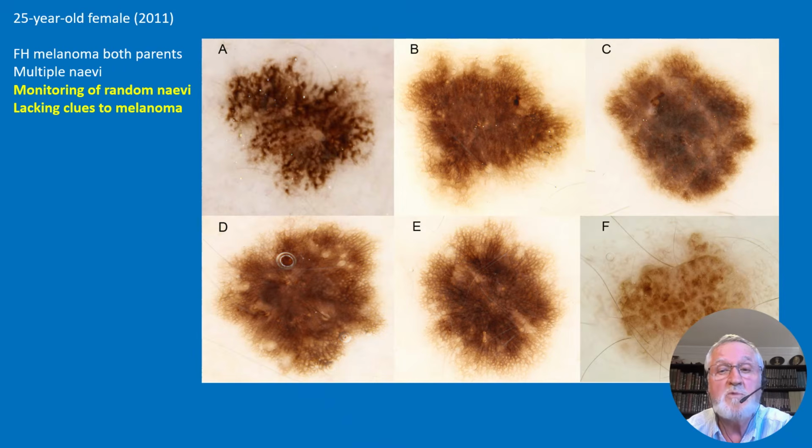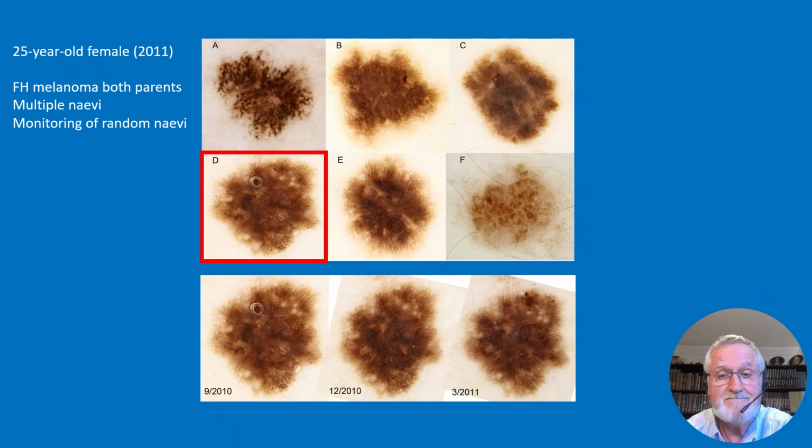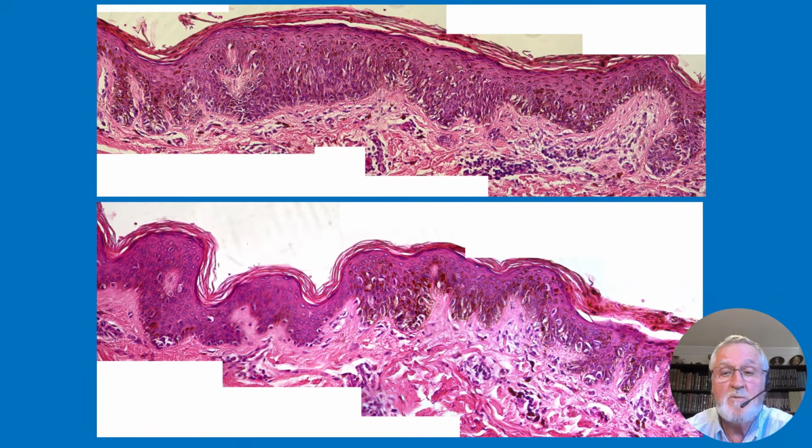Can you pick which one of these nevi would have a melanoma arise on it based on morphology? Well, it was D. You can see on the lesion on the far right, there's a little cluster of black dots at the top of the lesion. This was the only dermatoscopic change. It happened at 6 months, and it was a melanoma in situ arising in a nevus.